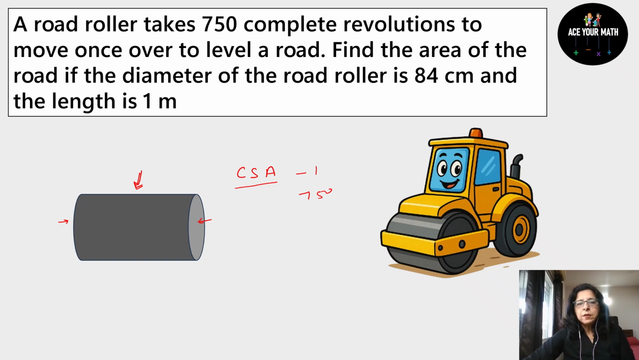So what all things are given to you in this? See, the diameter is given to you. So you can draw it. See, the diameter is 84, which is given to you. And the length is given to you in meter. So first we will convert this length into centimeter because units have to be the same. Okay, so let's do it.